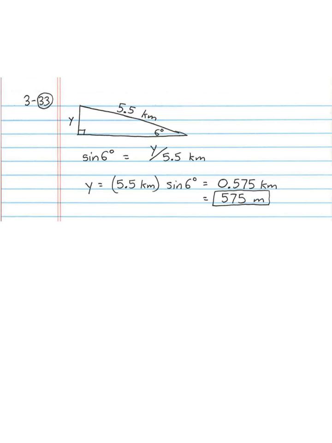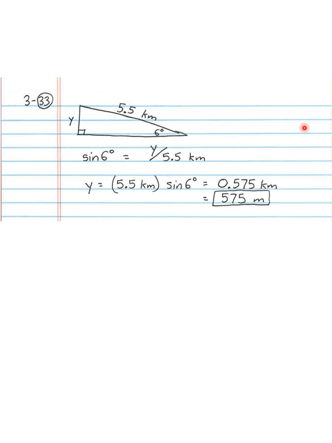Number 33. A sign on a mountain road reads, caution, 6-degree downgrade for next 5.5 kilometers. By how much will your elevation have changed after you complete that stretch of road? So the next 5.5 kilometers of road, there's a downgrade, and so we can draw the triangle like this. There's a 6-degree angle, and the hypotenuse is the road we're going to travel on, 5.5 kilometers, and it's asking how much the elevation dropped.